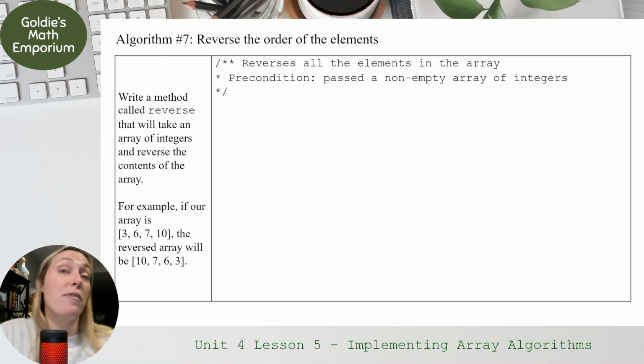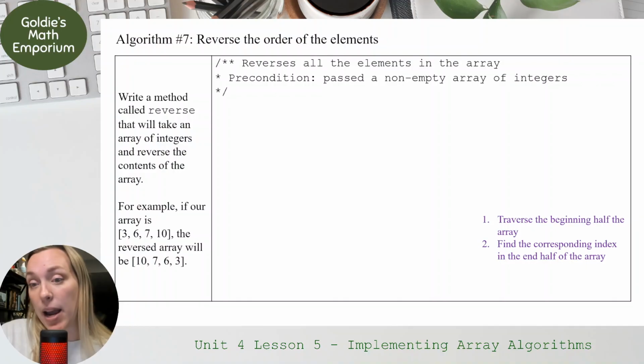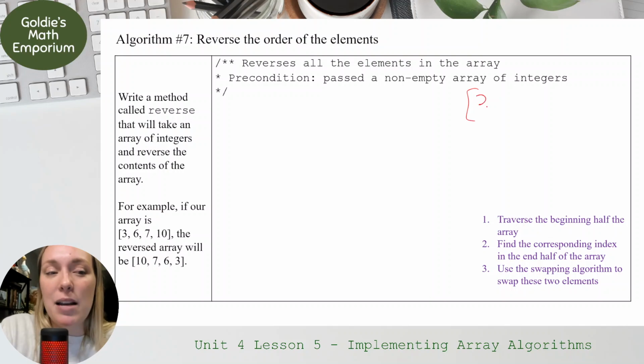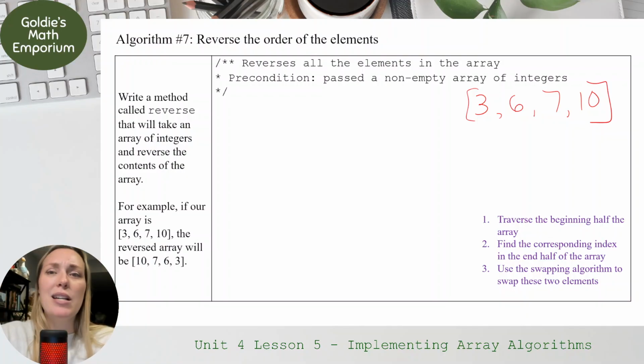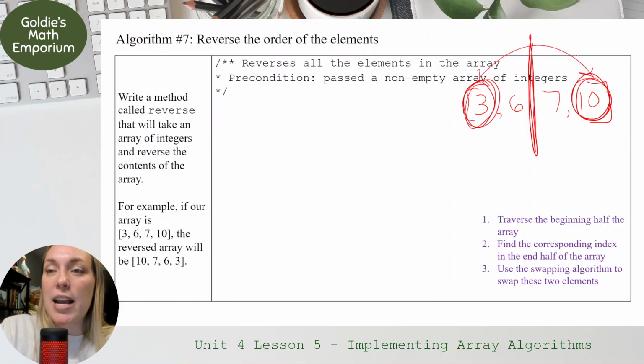And this has to work for any array. So what can I do? I'm going to traverse the beginning half of the array. I'm going to find the corresponding index in the end half of the array and use swapping algorithms to swap those two. So if I have my example 3, and always write an example. If you need help figuring out how to make this work with your algorithm steps, write out an example. What I mean here is we're just going to go through half of the array. We're going to cut the array in half, find the corresponding positions, and swap them.